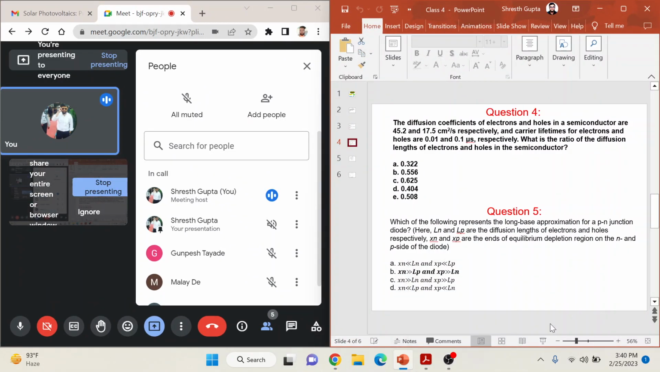Question number 5 is saying: which of the following represents the long base approximation for a p-n junction diode. Here Ln and Lp are the diffusion lengths of electrons and holes respectively, and Xn and Xp are the ends of the equilibrium depletion region on the N and P side of the diode. The options are: Xn is much less than Ln, and Xp is much less than Lp. Xn is much higher than Lp, and Xp is higher than Ln. Xn is higher than Ln, and Xp is higher than Lp. Xn is less than Lp, Xp is less than Ln. It's a very simple question. What is the answer?